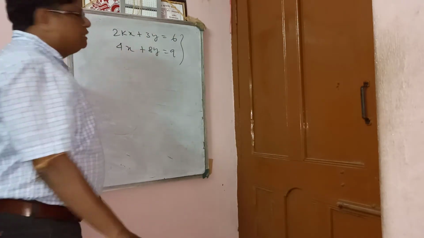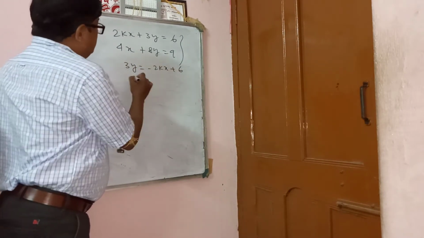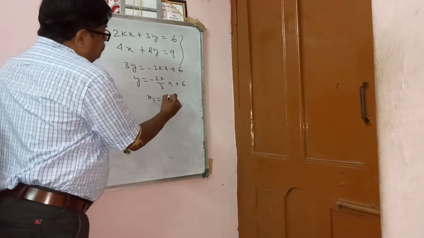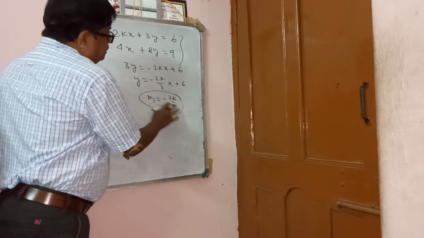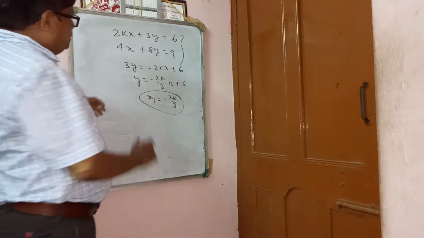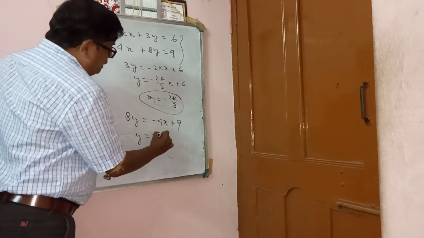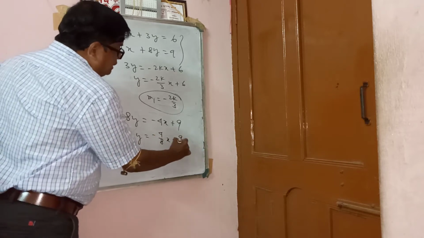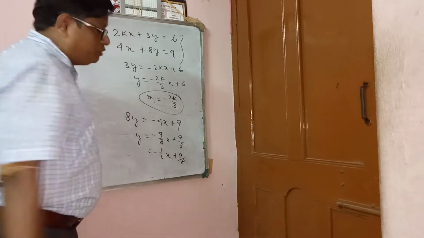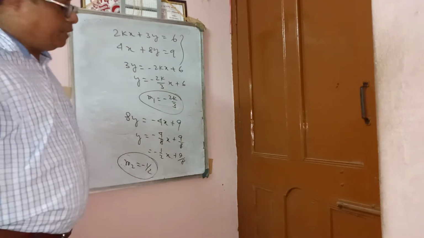In a similar way, we can write 3y equal to minus 2kx plus 6. So y equal to minus 2k by 3 of x plus 6. We consider m1 equal to minus 2k by 3. And here 8y equal to minus 4x plus 9. So y equal to minus 4 by 8x plus 9 by 8, so minus 1 by 2x plus 9 by 8. Here m2 equal to minus half.